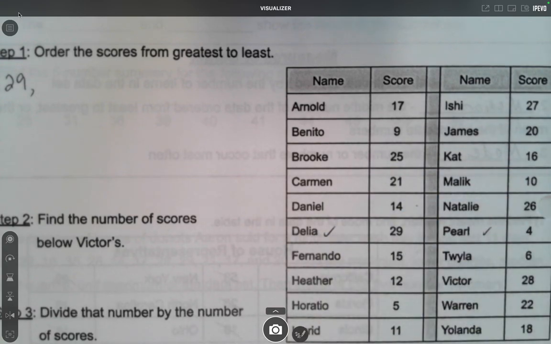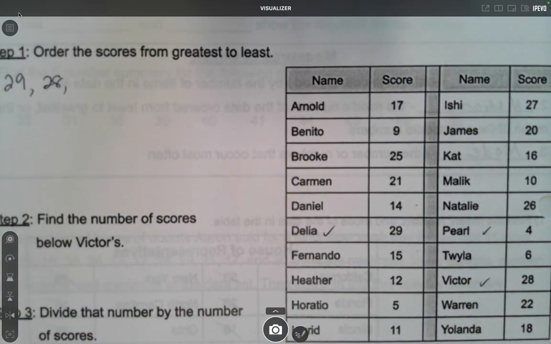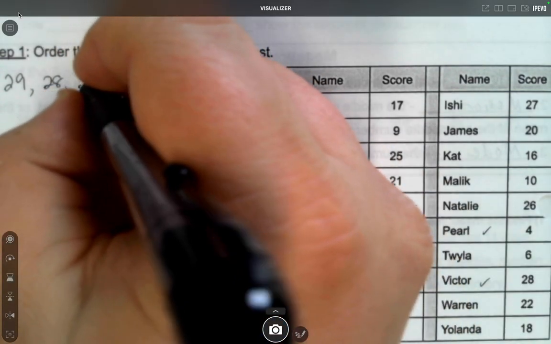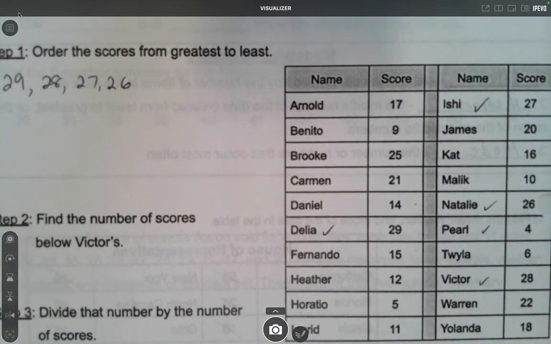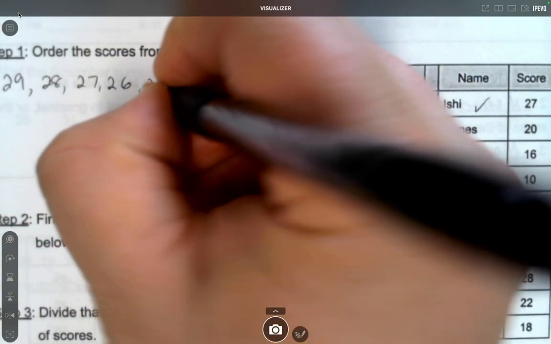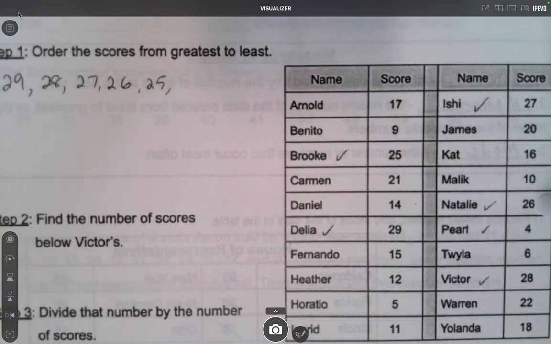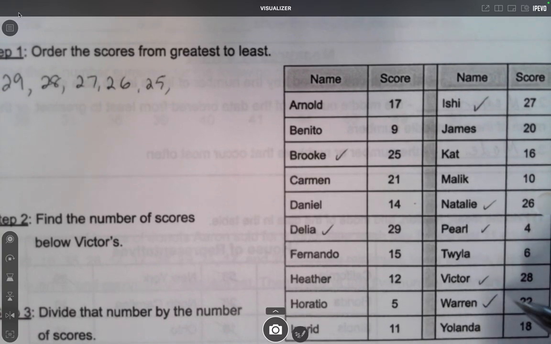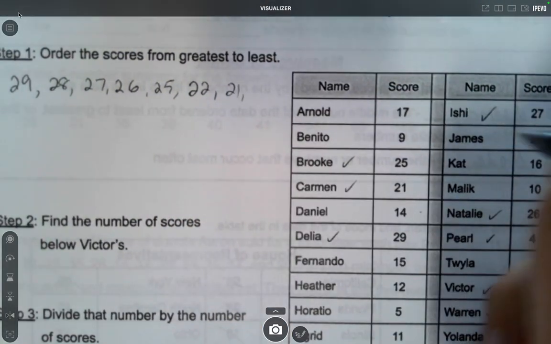So let's just put a check there so we know we've covered that. Then is 28. Let's see, I see 26 here. And 27 over there, there we go. So 27, then 26. So I can put a check by these two names. Then there's a 25. For other 20s, there's a 21, 22, and a 20. Okay, so 22, 21, and 20.